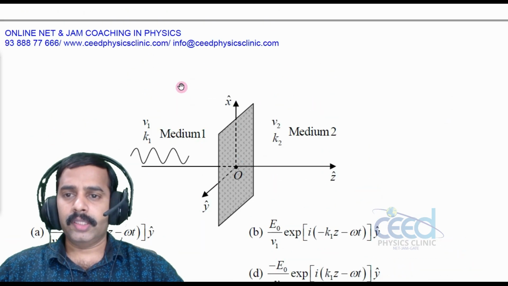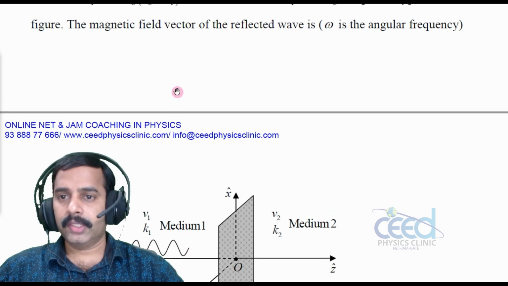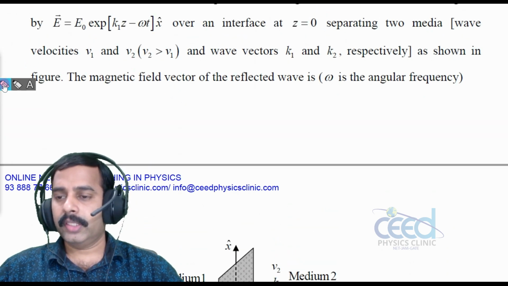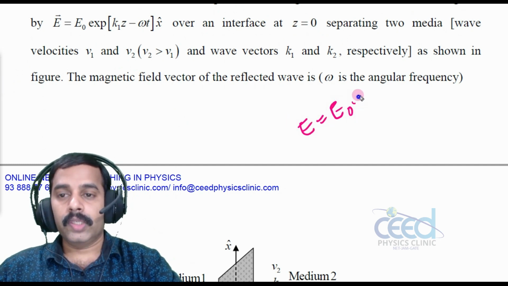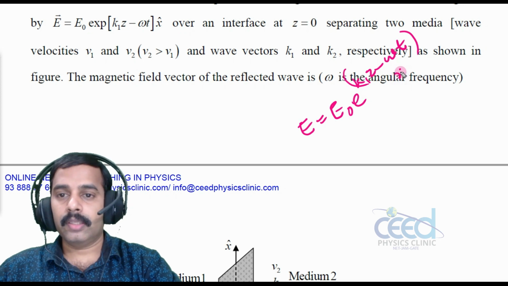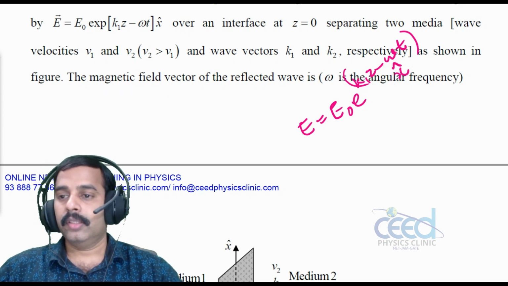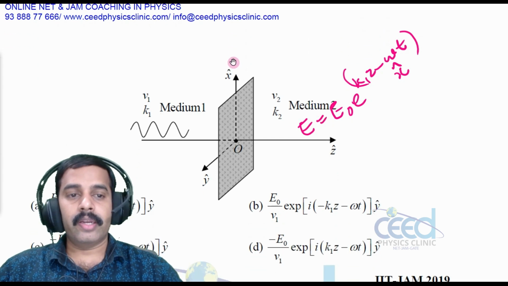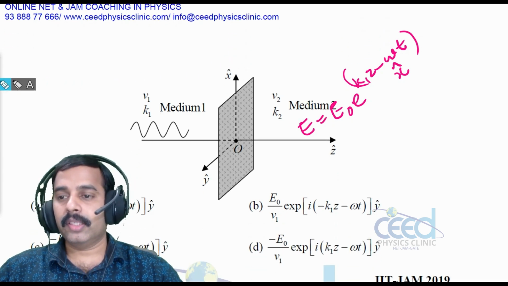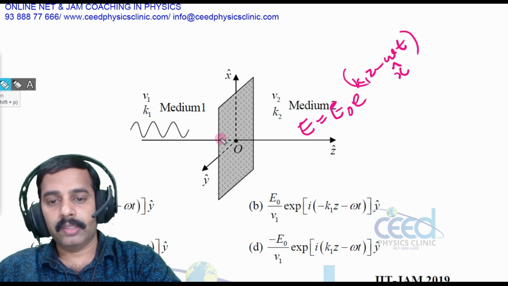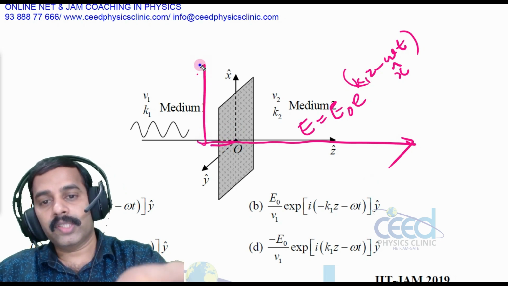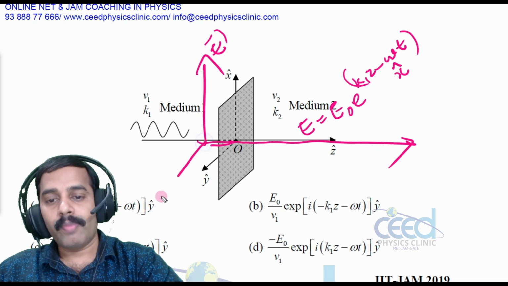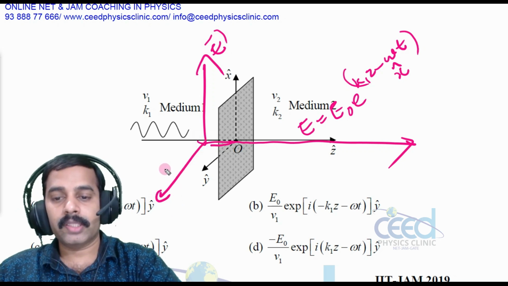So we already know the wave is given, right? Let me write the wave. E is equal to E0 e raised to i(k1z minus omega t), and it is polarized in the direction x cap, the electric field vector. So look into this diagram. This wave is propagating along the z direction. So this is the propagation direction, and the electric field is along this x cap. So this is my electric field direction. So the magnetic field is along the y cap direction, right?